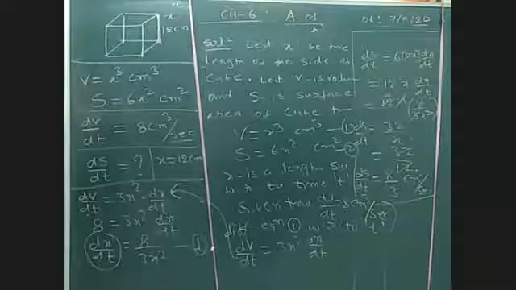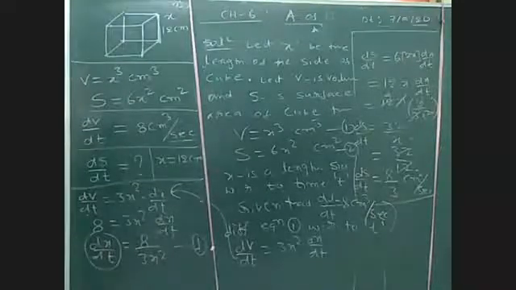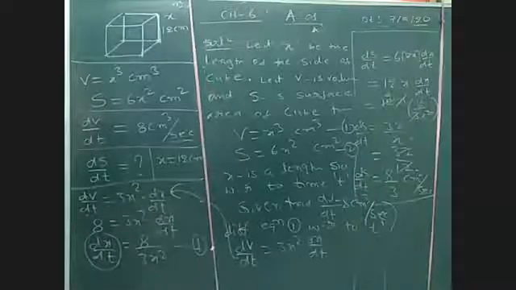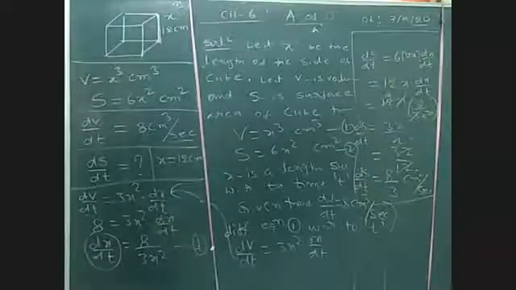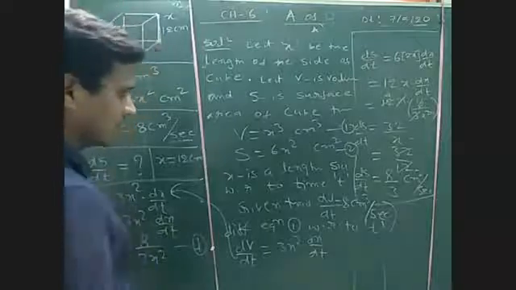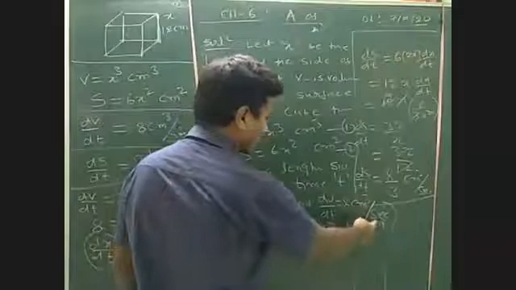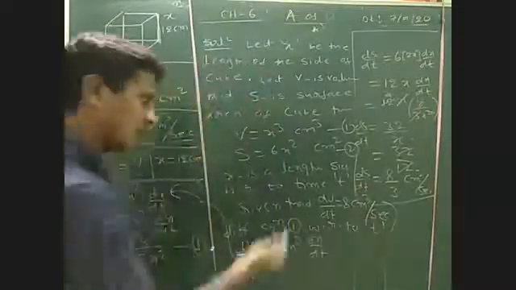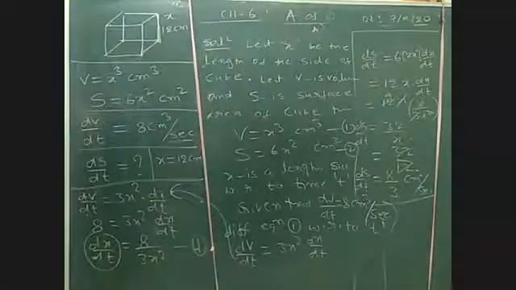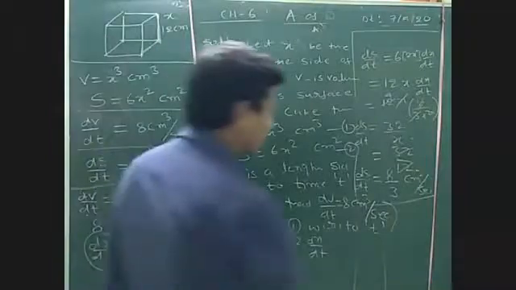So you should write each and every line, like what is x, what is v, and its parameters also, like centimeter cube by second, or centimeter by second, or centimeter square by second. Everything you have to write. Finally, what is the answer?